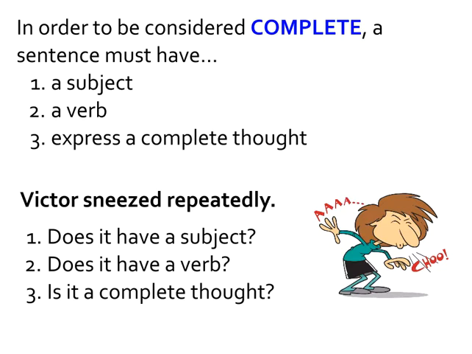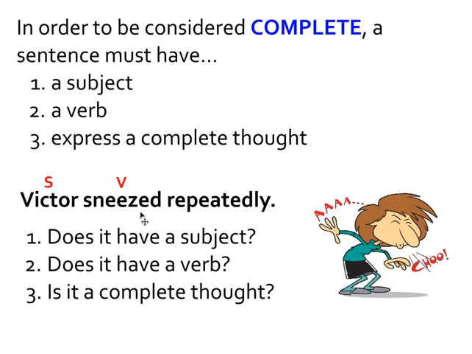So let's look at a complete sentence right now. Victor sneezed repeatedly. Does it have a subject? Who or what did it in the sentence? The answer to that question is Victor, right? What did Victor do? What's our verb? Victor sneezed. So Victor sneezed is our subject and verb. Now we have to ask the question, is it a complete thought? Victor sneezed repeatedly. Yeah, it's a complete thought.